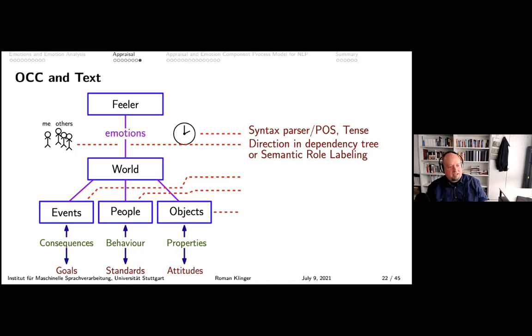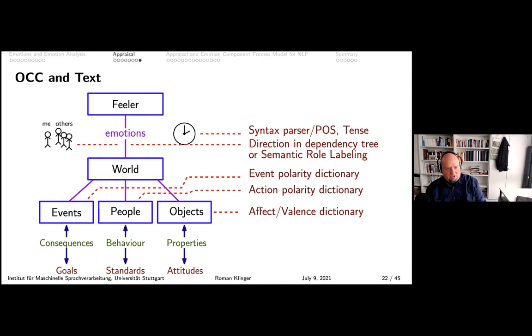Interestingly, how an event is evaluated is quite straightforwardly estimated with dictionaries. So they use lexicons for event polarities. They have an event dictionary, an action polarity dictionary, and an effect valence dictionary for objects. I think it's noteworthy that these lexicons are just positive or negative associations. Into which emotion an event is categorized then follows from these rules, which I just exemplified.